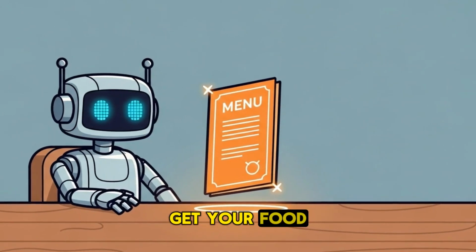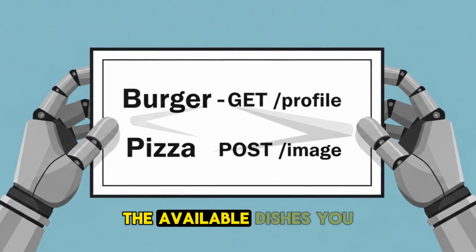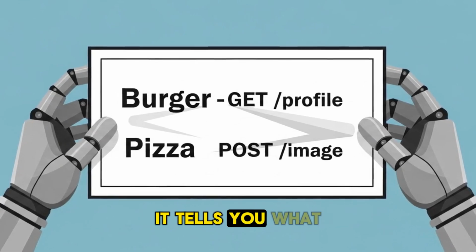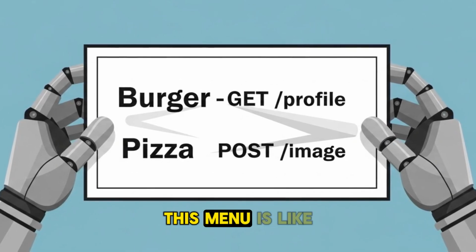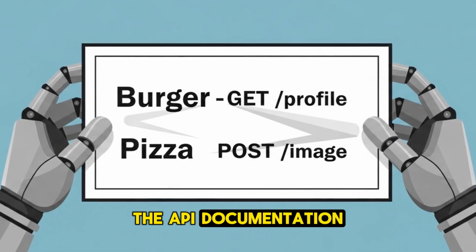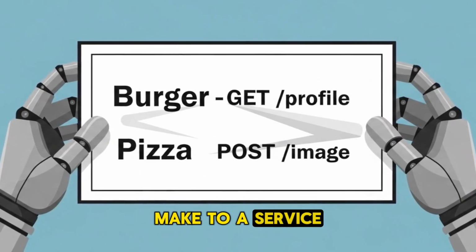So how do you get your food? You use the menu. The menu lists all the available dishes you can order. It tells you what the kitchen can prepare for you. In the tech world, this menu is like the API documentation. It tells a developer what requests they can make to a service.